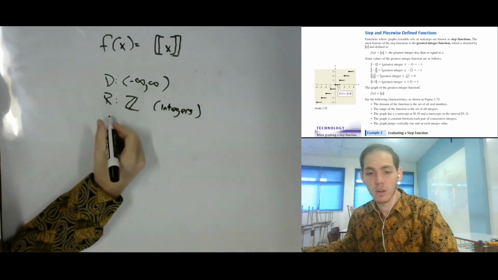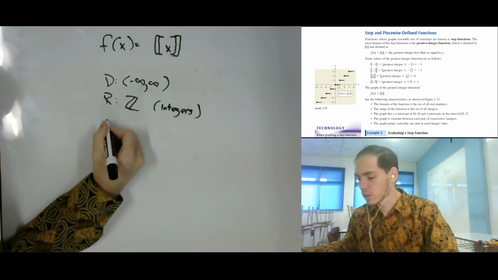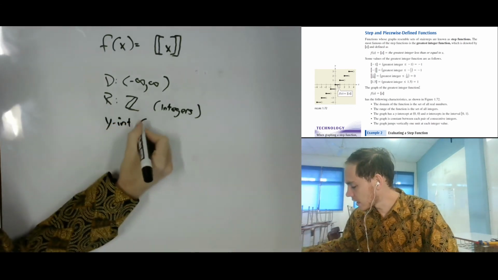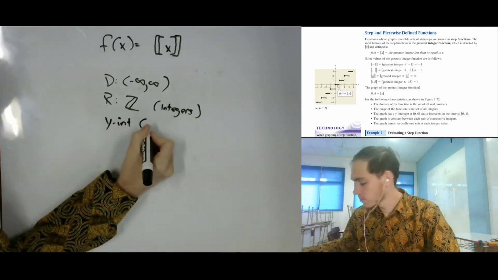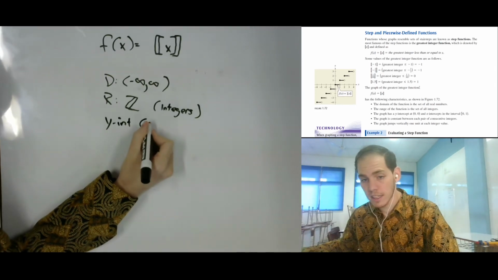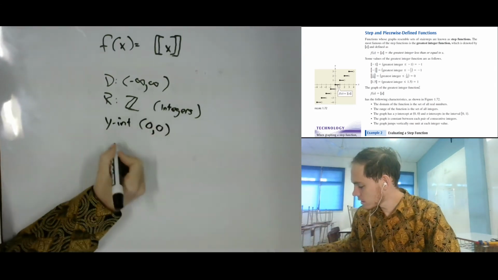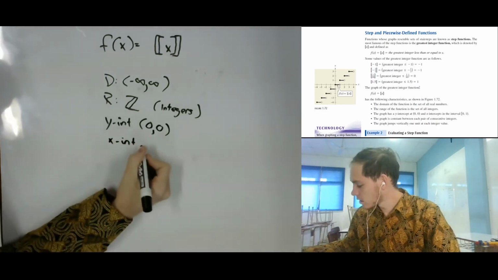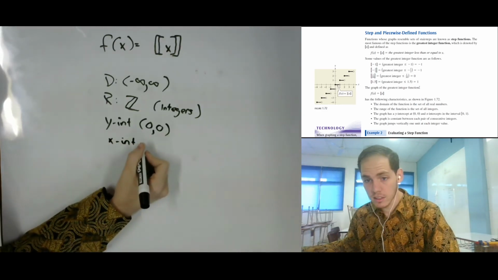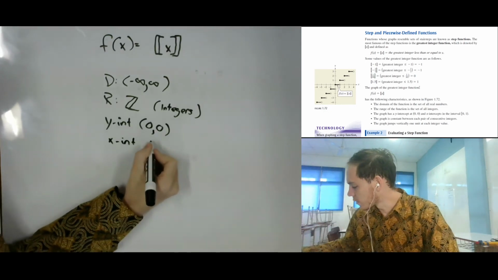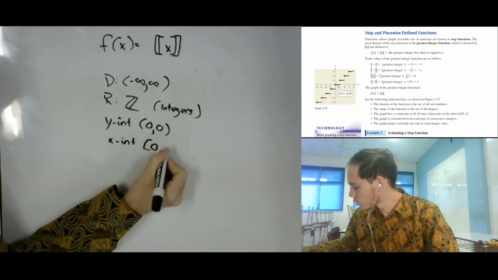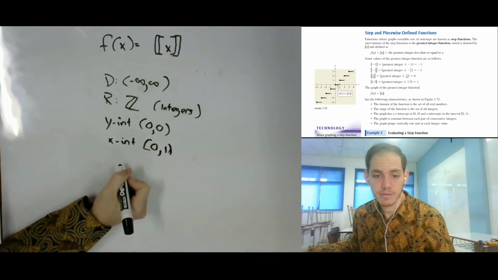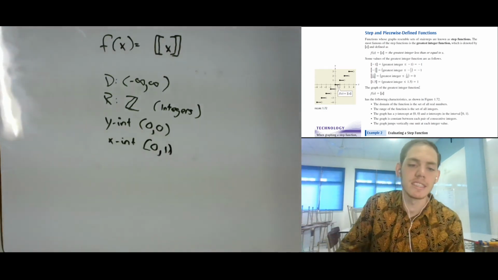The graph has a y-intercept and x-intercepts. So the y-intercept is at (0, 0), and the x-intercept is at the interval 0 to 1. Okay? It jumps 1 unit.